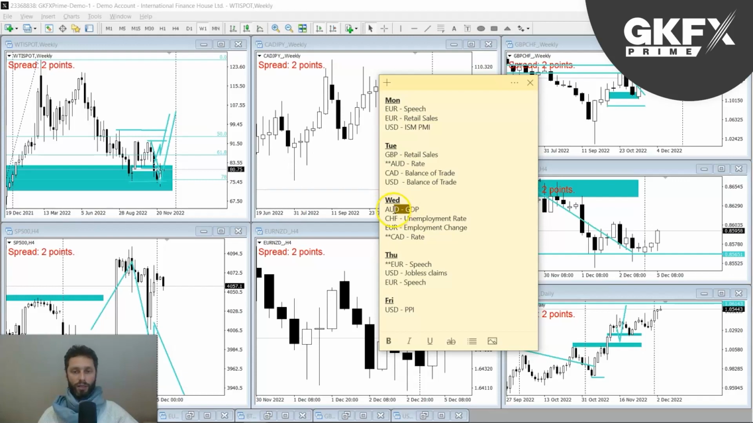Wednesday, we have GDP figures on Aussie, and we have unemployment rate from Switzerland, employment change in euro, and then another big one from Canada, the rate there. So CAD will be one to look out for, and Aussie will be one to look out for. On Thursday, we've got a speech on the euro, another euro announcement, and then on the dollar jobless claims, and then yet again, two speeches in one day actually on the euro. So watch out for that one. A little bit unusual. And on Friday, PPI numbers on the dollar.